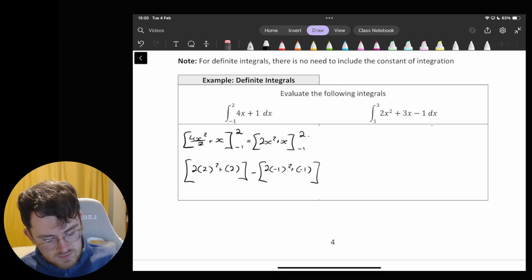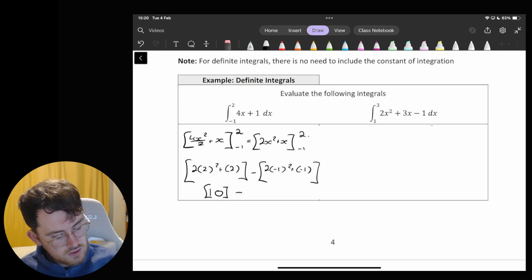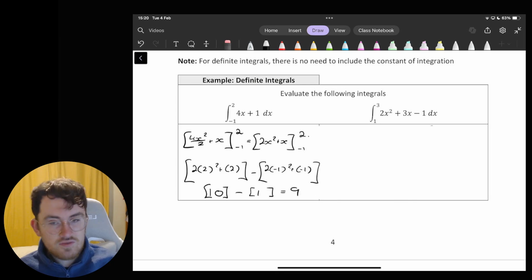I'm going to work out both these values, so that's 8 plus 2, which is 10, minus, let's see, 2 minus 1, so minus 1. So minus 2 minus 1, that's just 1, of course, minus 1 overall. And that gives me an answer of 9. So we're basically saying that for this 4x plus 1, the original function evaluated at 2 and minus 1 gives me an answer of 9.